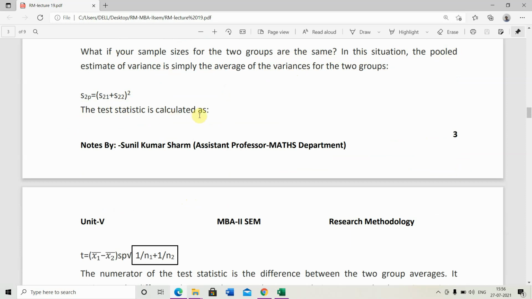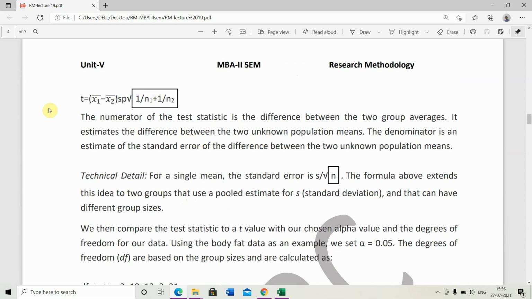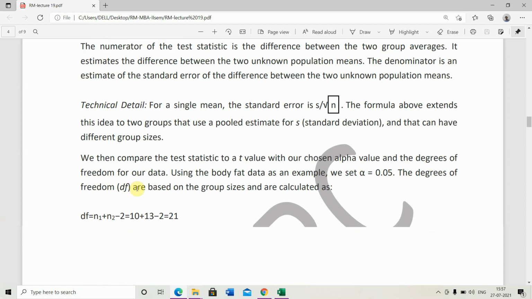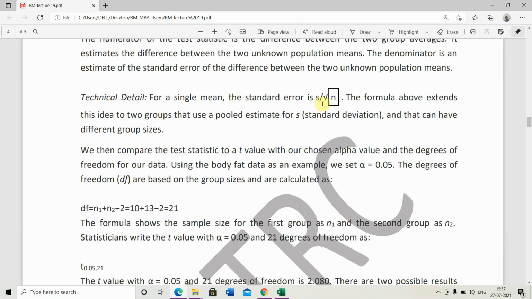The test statistic is calculated as follows: t equals x1 bar minus x2 bar, divided by Sp times the square root of 1 upon n1 plus 1 upon n2. The numerator of the test statistic is the difference between the two groups' averages. It estimates the difference between the two unknown population means. The denominator is an estimate of the standard error of the difference between the two unknown population means. Technical detail: for a single mean the standard error is s upon root n. The formula above extends this idea to two groups that use a pooled estimate for the standard deviation and that can have different group sizes.